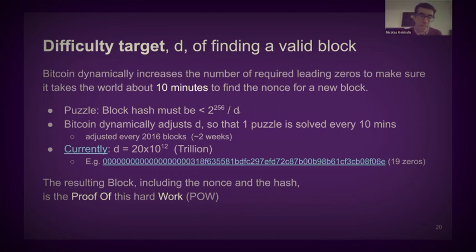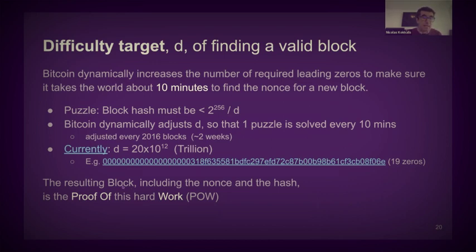So that's what it means. Is there a question here about what difficulty means? It essentially tells you how many zeros are required, and that's why it is defined relative to 2 to the power of 256, because there are 256 bits in a hash. So 2 to the power of 256 is the maximum hash you can have. And if you divide that by difficulty, then you basically keep adding zeros in the beginning. For reference, today the difficulty is roughly 20 times 10 to the power of 12, which means it's the number 20 trillion.